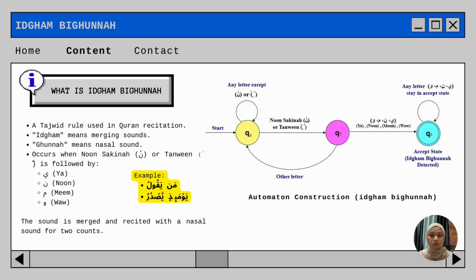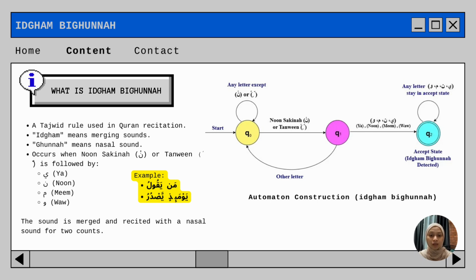IDGHAM BIGHUNNAH is a tajweed rule in Quran recitation. IDGHAM means a merging sound and gunnah means a nasal sound. It occurs when nun sakinah or tanwin is followed by ya, waw, mim, nun. In this case, the sound is merged and pronounced with a nasal sound for 2 counts. For example, man yakulu and yawma izin yasduru. Both show idgham bigunnah because nun sakinah or tanwin is followed by ya.